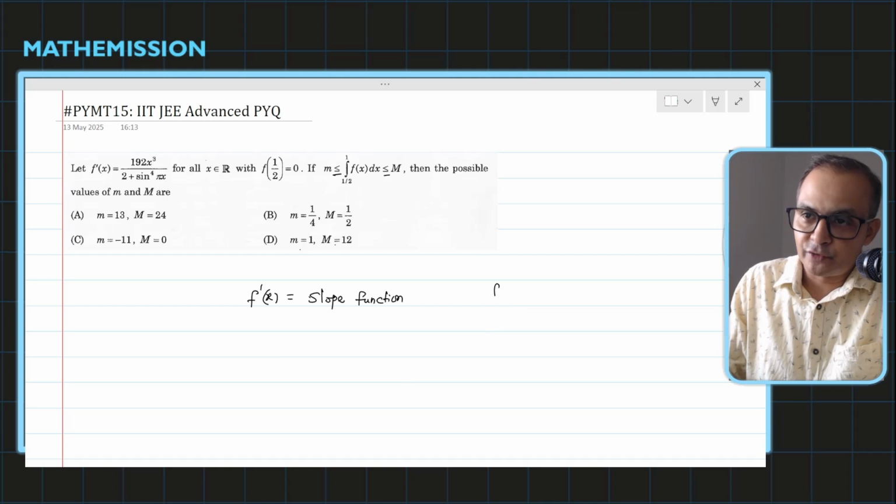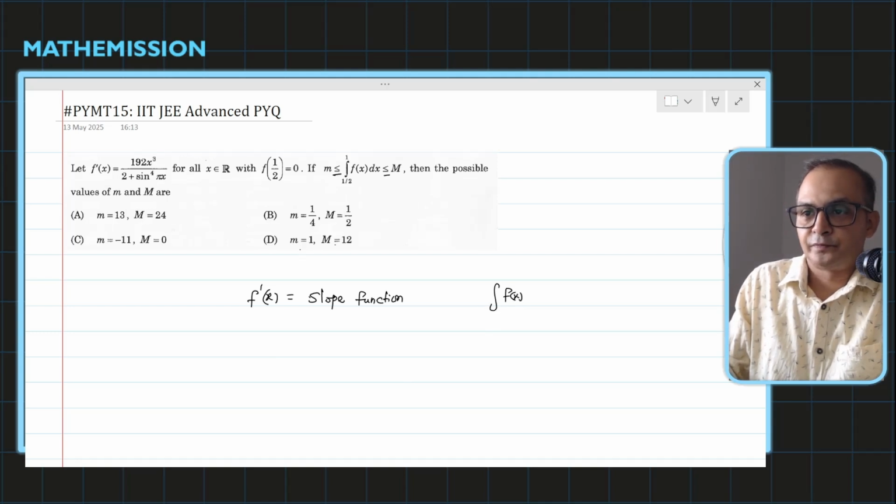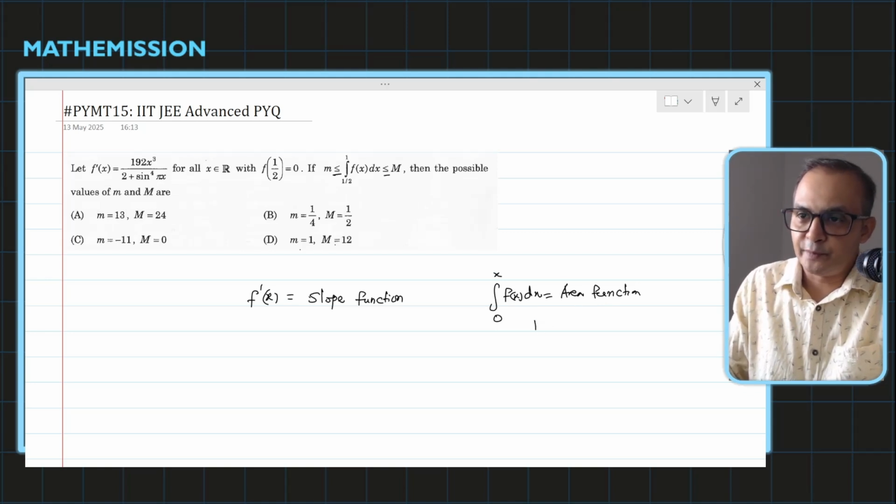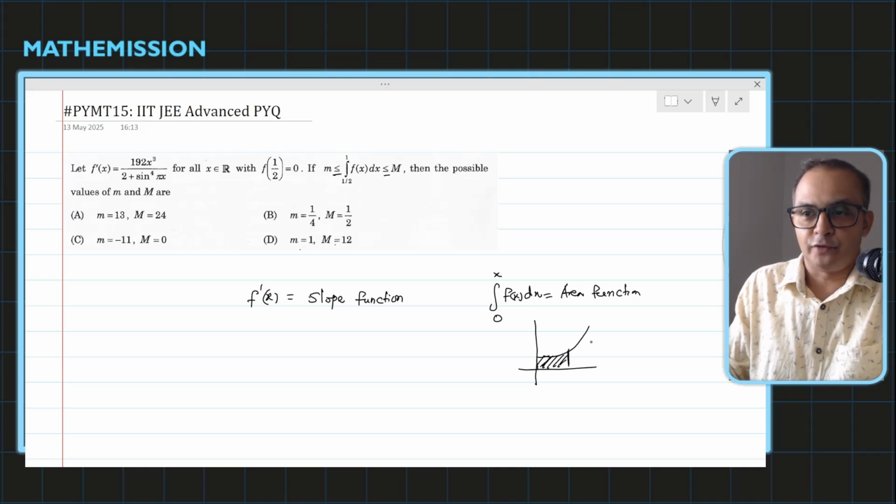And when I'm integrating any function, this is the area function. To be more precise, if I say 0 to x, then it will be the area function. It means if you are integrating any function from 0 to x, it is actually the area accumulated so far. So this is the one thing we have to keep in mind.